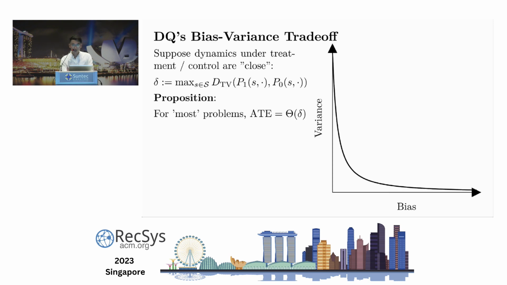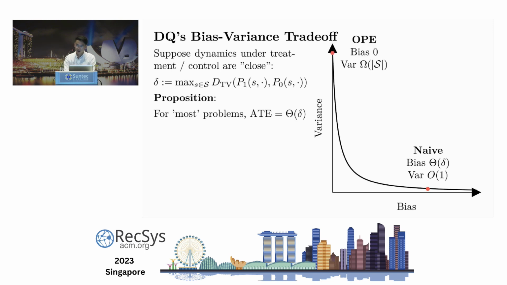Now, we can look at the various estimators we've talked about. For the naive estimator, the bias is also order delta. This essentially corroborates what we've seen before, where the bias of the naive estimator is of the same order, and it can be larger than the average treatment effect itself. On the other hand, the variance of naive estimation is constant in the size of the state space.